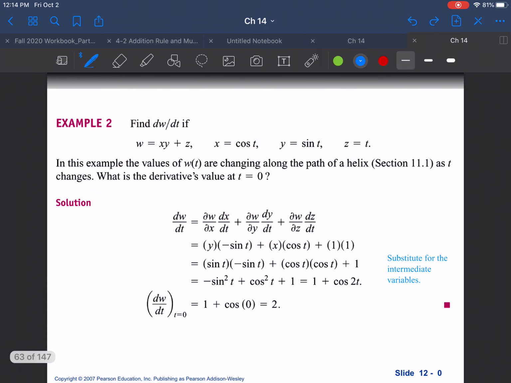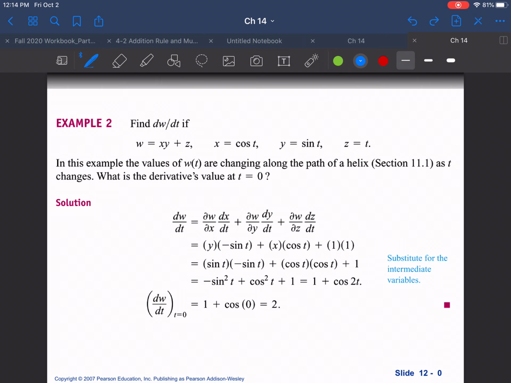So after this, here's an example done for you. Find dw/dt if w equals xy plus z, and x equals cosine t, y equals sine of t, and z equals t. So in this example, the values of w are changing along the path of a helix, right? We've seen this helix before. What is the derivative's value at t equals 0?